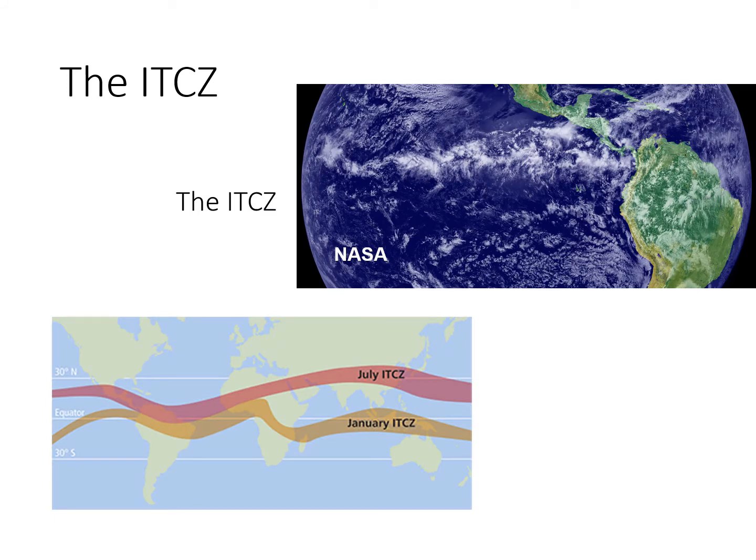The location of the ITCZ is shown in this satellite image by the intense cloud formation at the equator. The location of the ITCZ varies as shown on this map. The position affects the global distribution of precipitation.